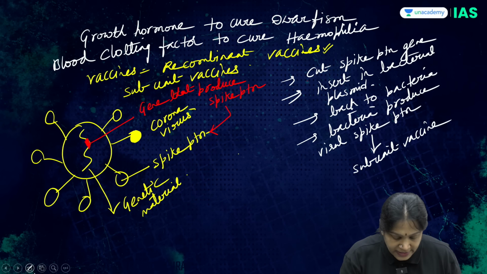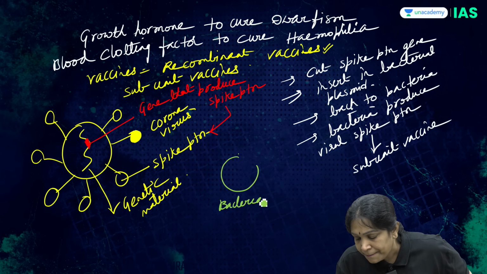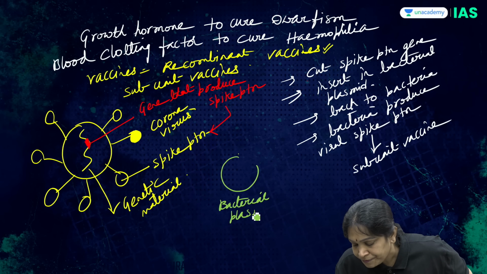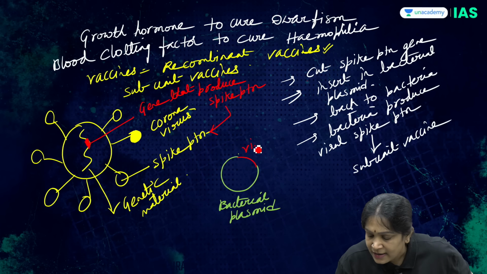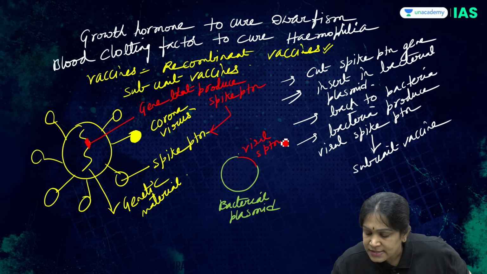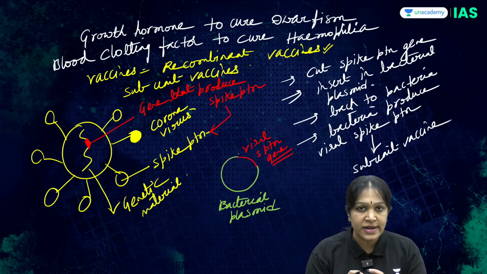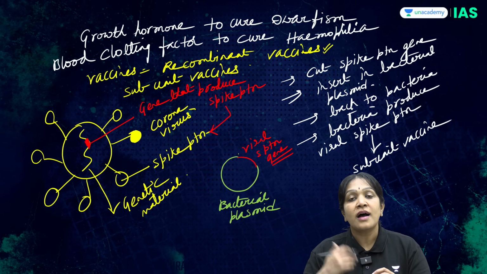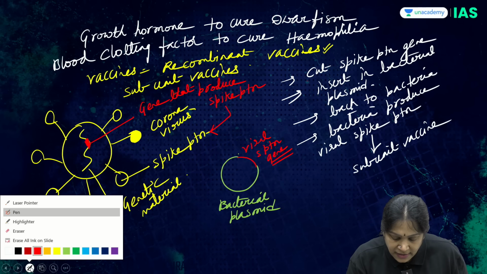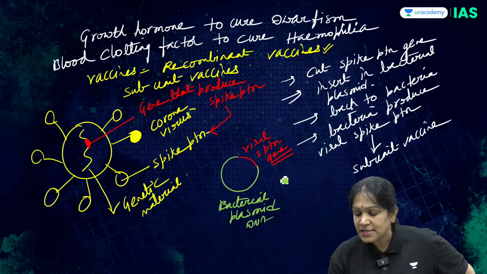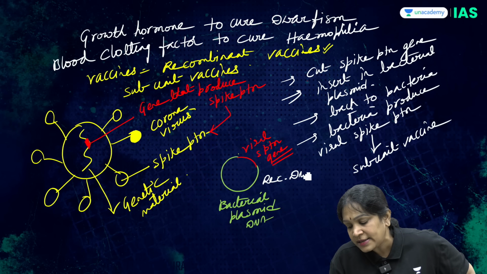What is the recombinant DNA that we made here? Imagine this is the bacterial plasmid, and in that I kept the viral spike protein gene. So what is recombinant DNA? A combination of two DNAs. Here I made a combination of a viral DNA and the bacterial plasmid. Bacterial plasmid is nothing but the bacterial DNA. So this combination is nothing but a recombinant DNA.